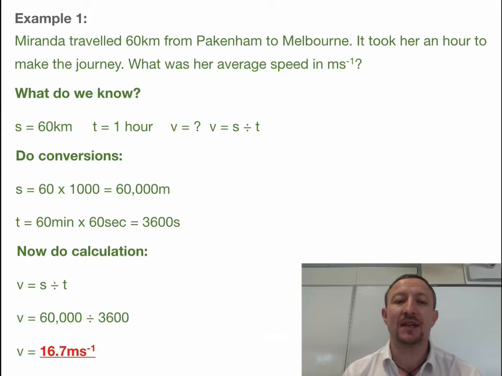So I substitute these into v equals s over t, which means I get 60,000 divided by 3,600, which gives me 16.7 meters per second. Now, if you follow this process through for every example, you can't go wrong. You've got your formula, you just need to do a few checks, because in your exam, you're going to be tricked into using different things to make sure that you understand what's going on. So don't fall into that trap.